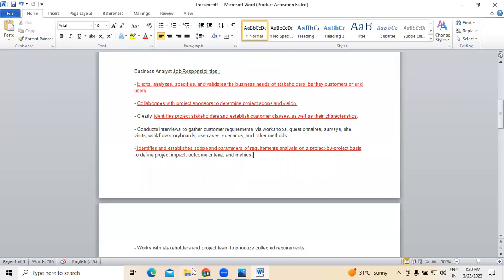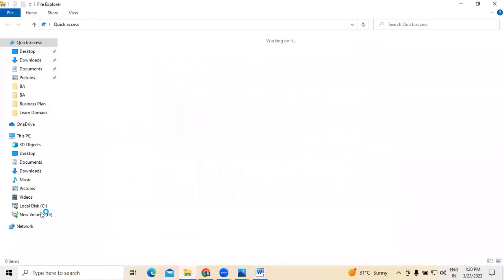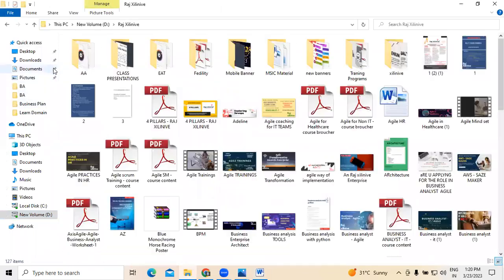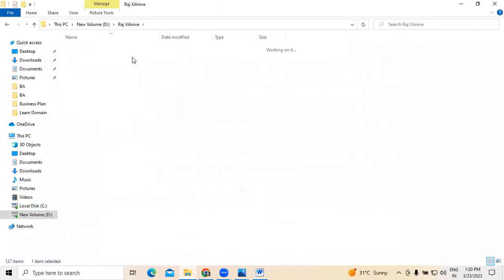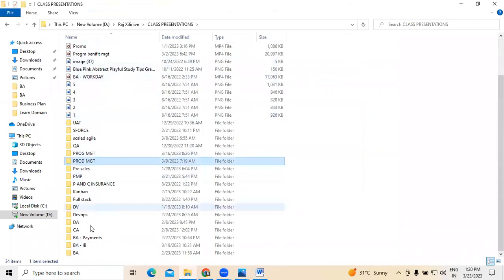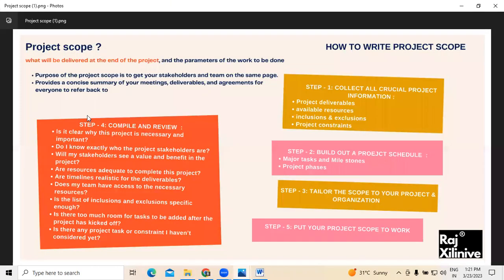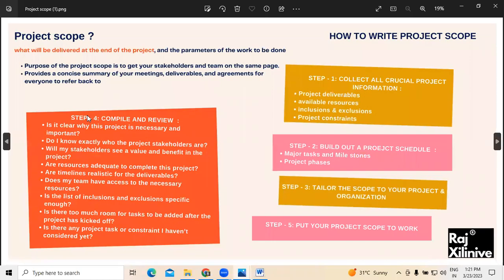Establishing a scope. For that, let me show you one diagram, one slide of mine, so that you will have an idea over this. This is generally what the scope of the project is all about, right? If you want to define the scope of the project, these are the points you need to do. First, you need to identify the project deliverables. Next, you need to identify the available resources, either manpower or technical. Inclusions, exclusions, policy constraints, all these things you have to collect in the first stage.